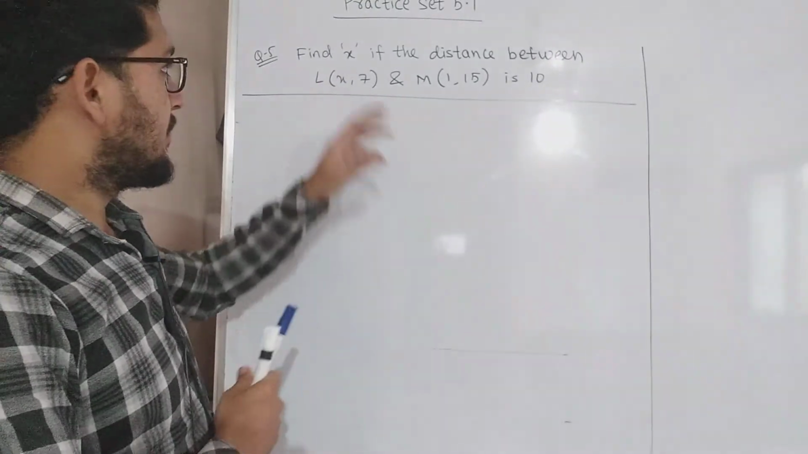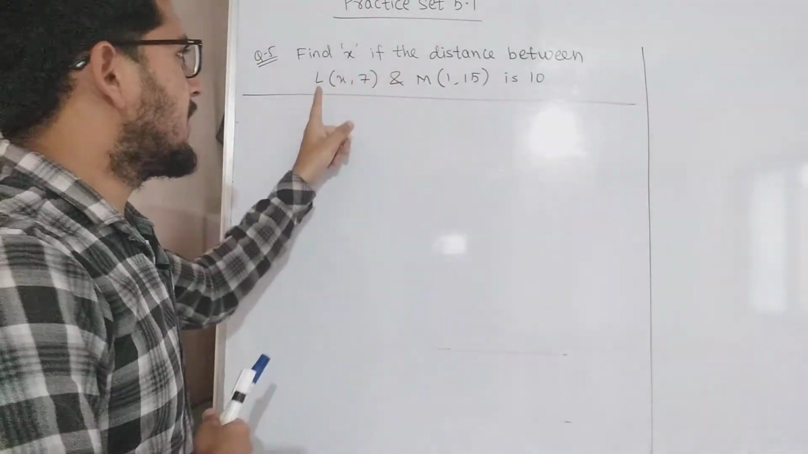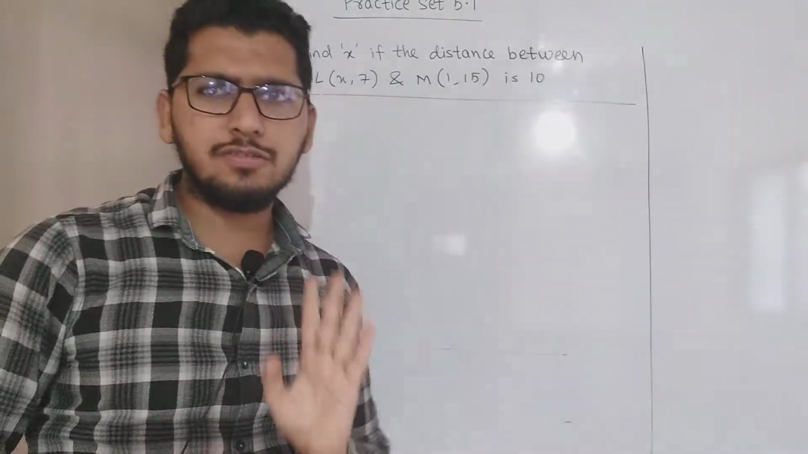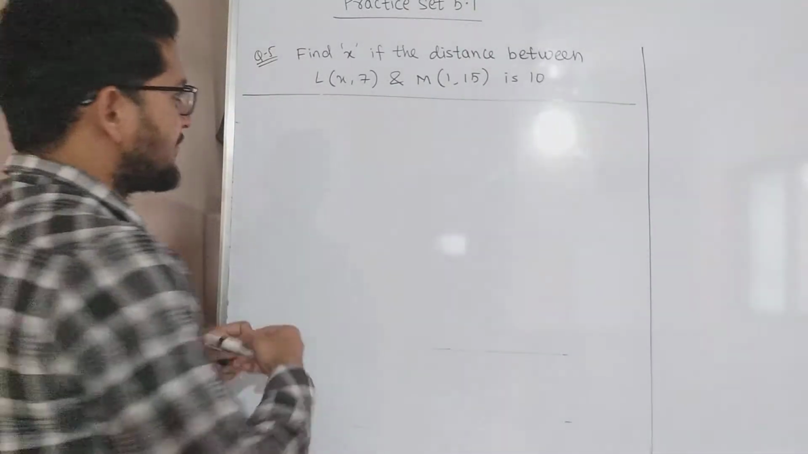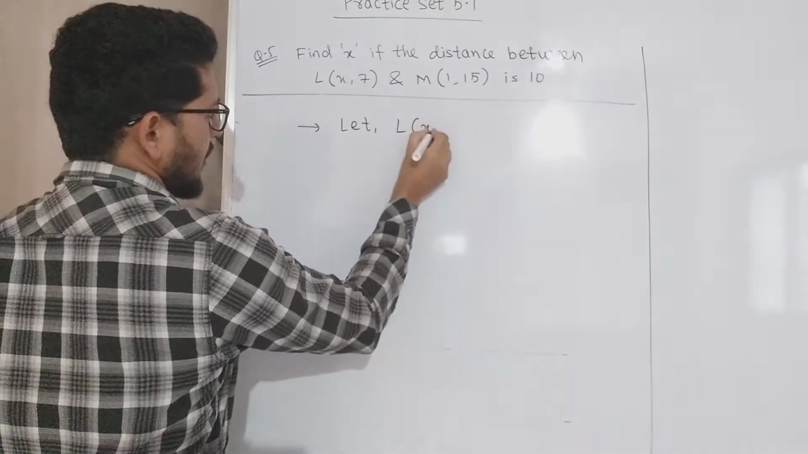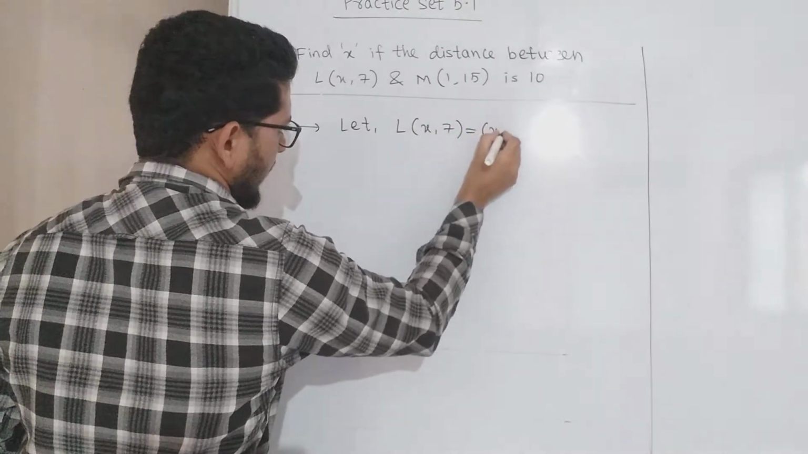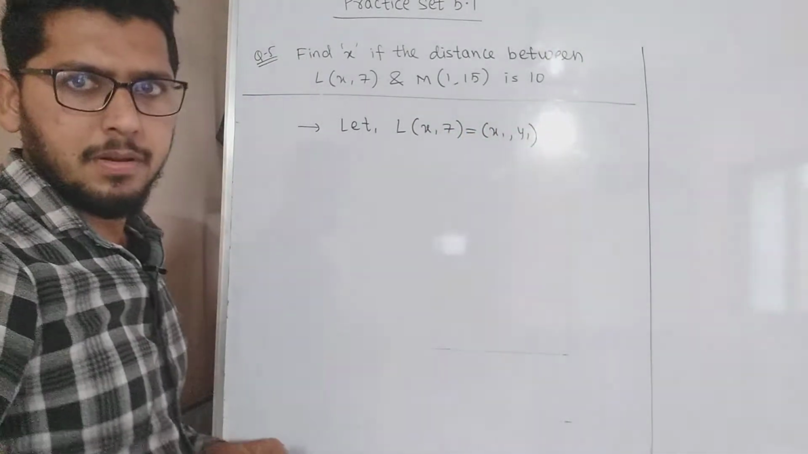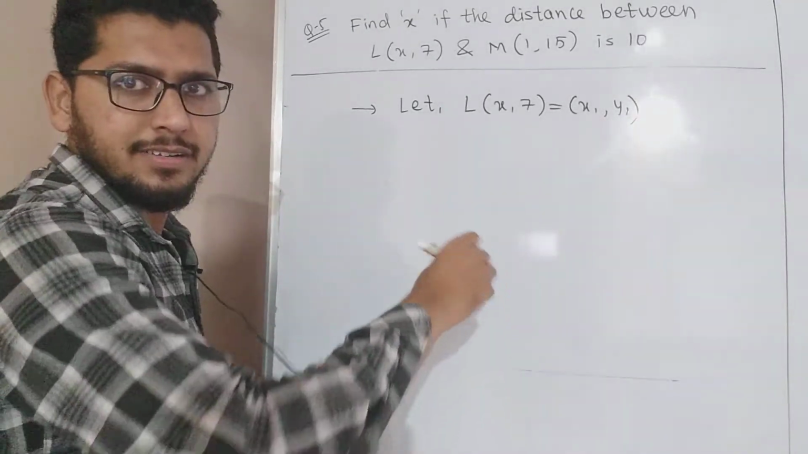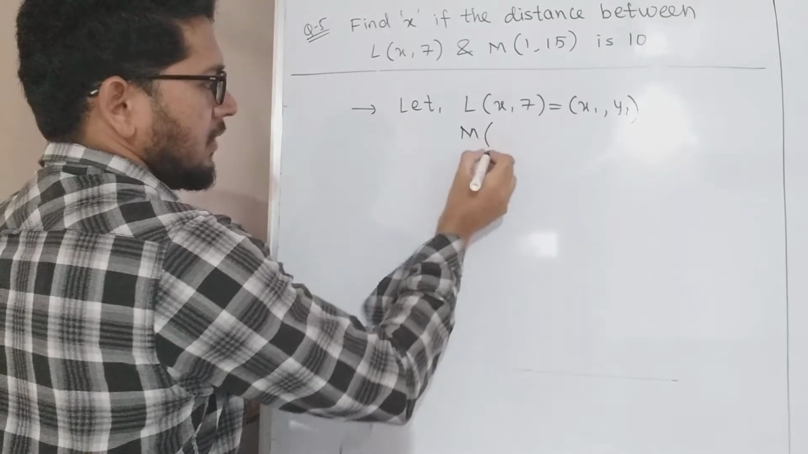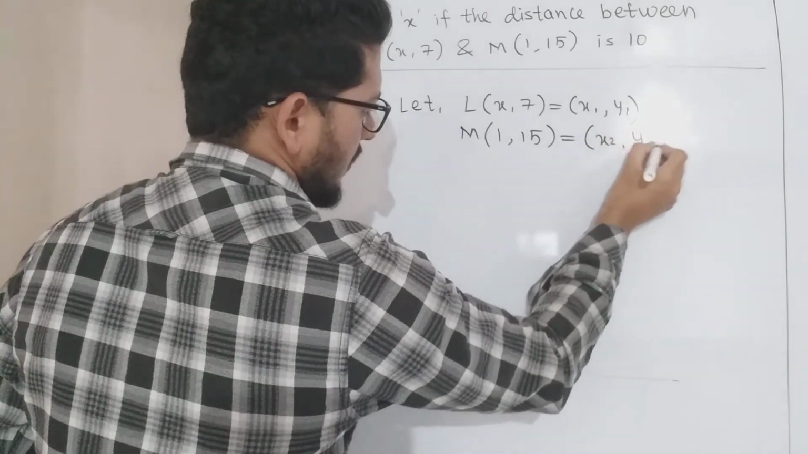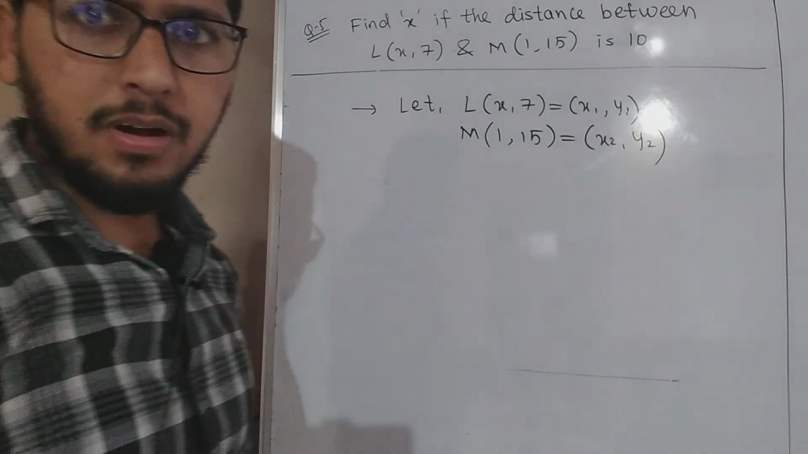So here you can see: find x if the distance between L(x, 7) and M(1, 15) is 10. This is a very simple example. It is only a 3 marks question. Okay, so first we'll consider L(x, 7) equal to (x1, y1). We will suppose the first point is (x1, y1). Then we will consider the next point, that is M(1, 15), equal to (x2, y2). Yes or no? Second we have considered (x2, y2).